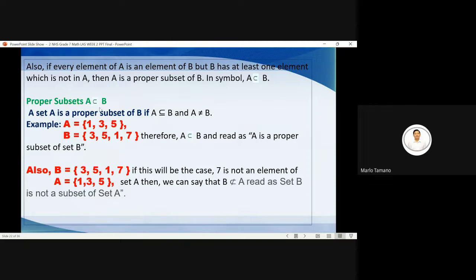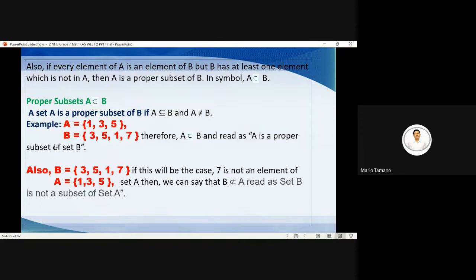A set A is a proper subset of B if A is a subset of B, and A is not equal to B. Diba? So they are not equal. Maintindihan? They are not equal. Again, a set A is a proper subset of B if A is a subset of B and A is not equal. This is the symbol of is not equal. There is a slash to negate the equality. So, magiging not equal na po siya. So, A is not equal. Yan po yung basa niya. A is not equal to B.